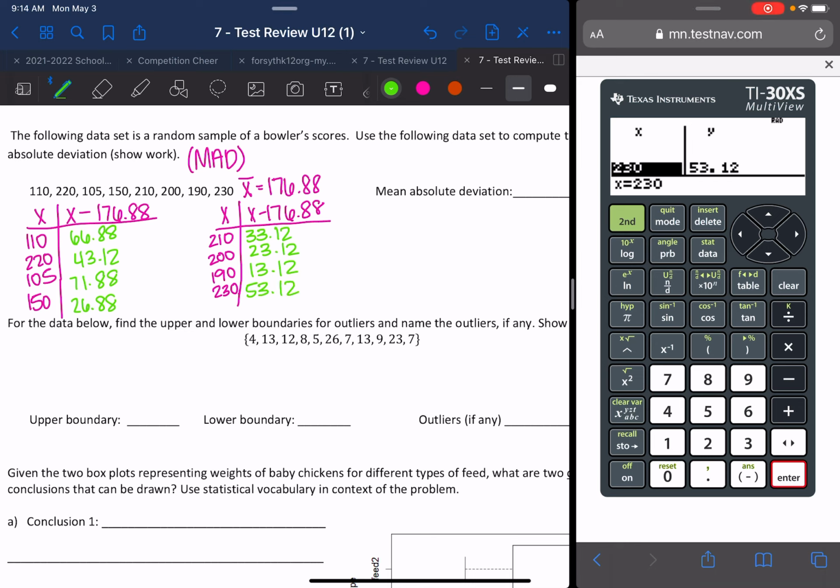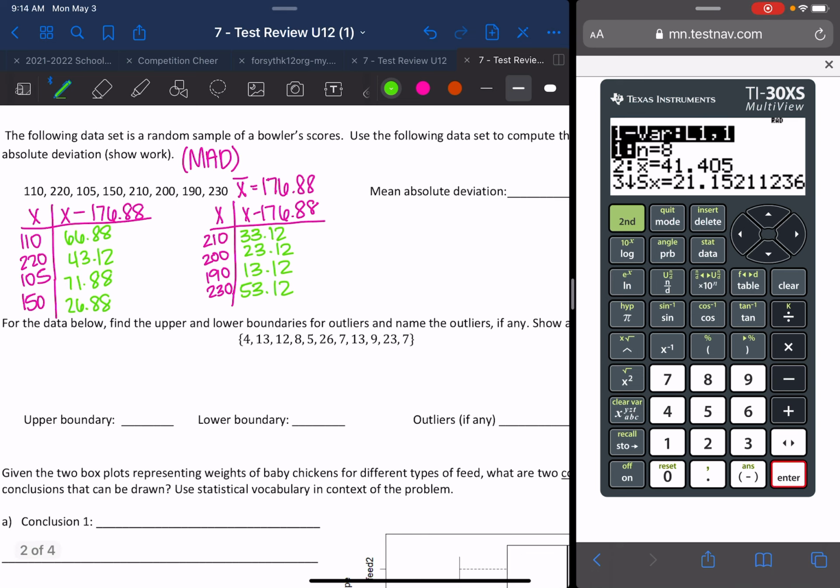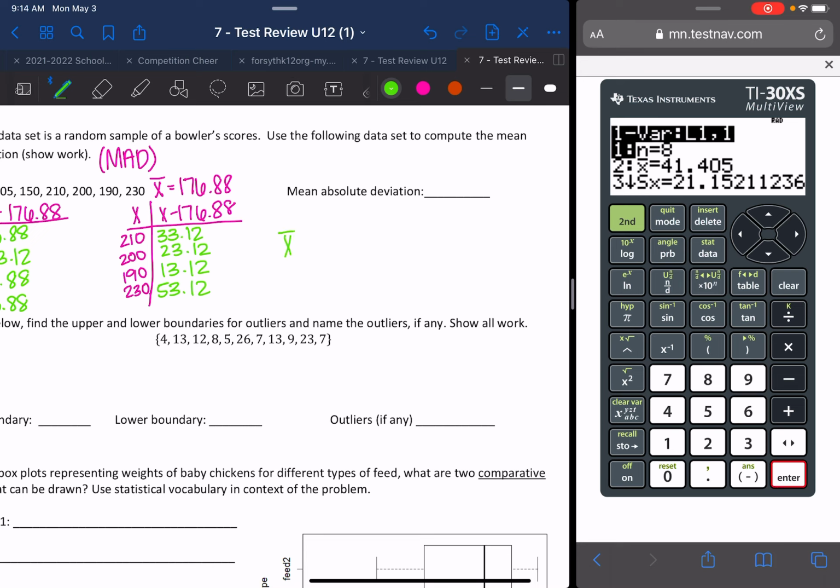We'll put the numbers that we just found back into our data set, and we will find the average of these. So the average here is 41.41. When we find the x bar for this, that's going to give you your MAD, which again is 41.41.